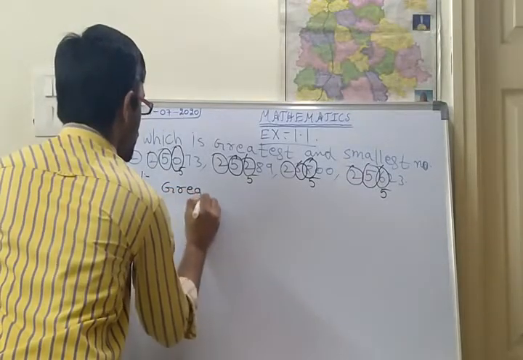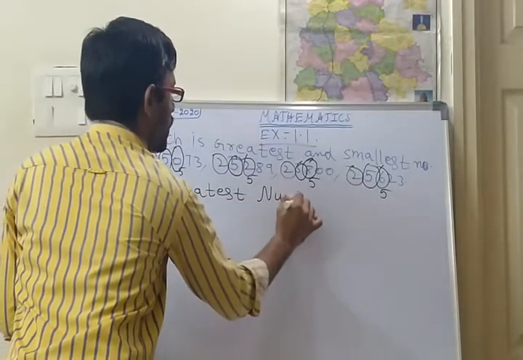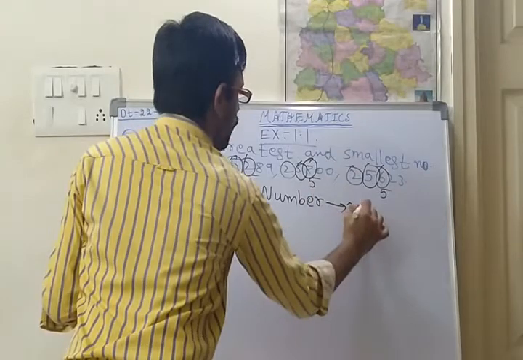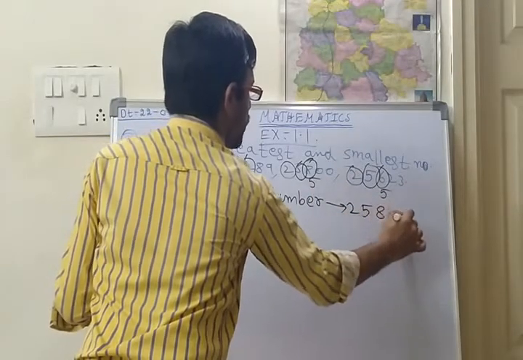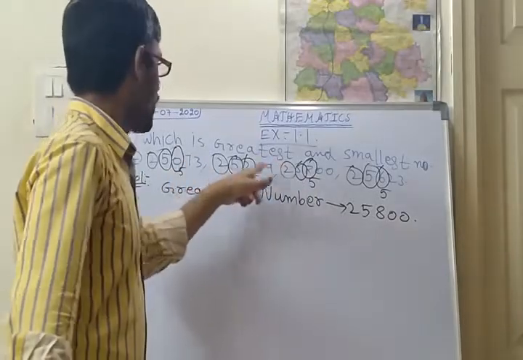So the greatest number you should keep. The greatest number is this one, 25800, because 8 is the greatest digit in the third place.